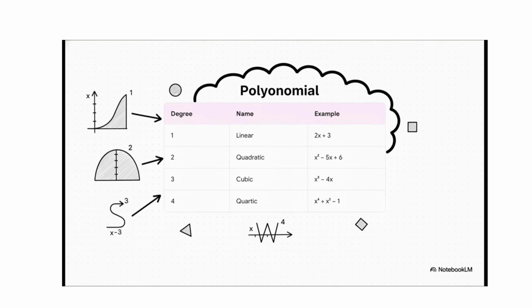Now, here is the single most important clue you can find. It's called the degree. And that's literally just the highest power of x that you see in the entire equation. A degree of 2 is a quadratic, a 3 is a cubic, 4 is a quartic, you get the idea. This one number gives us a massive, massive hint about how the whole thing is going to behave.